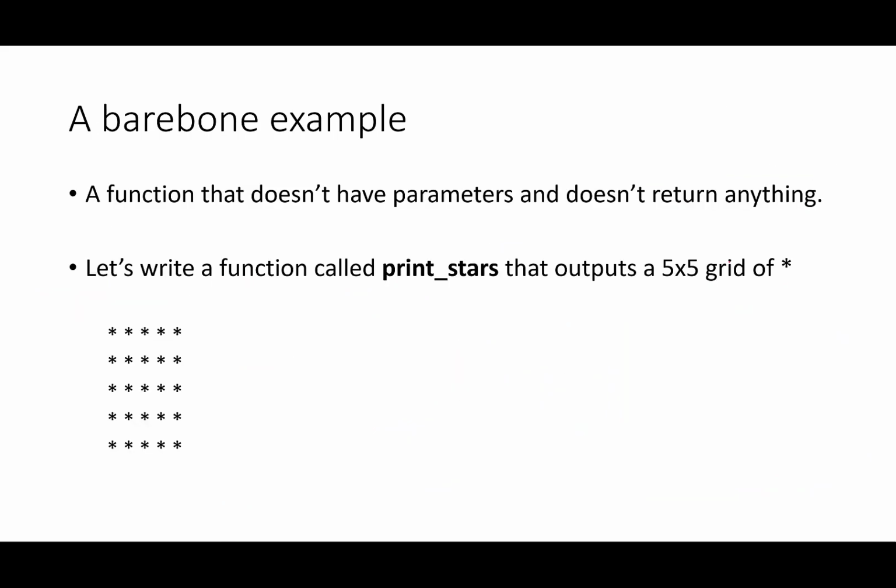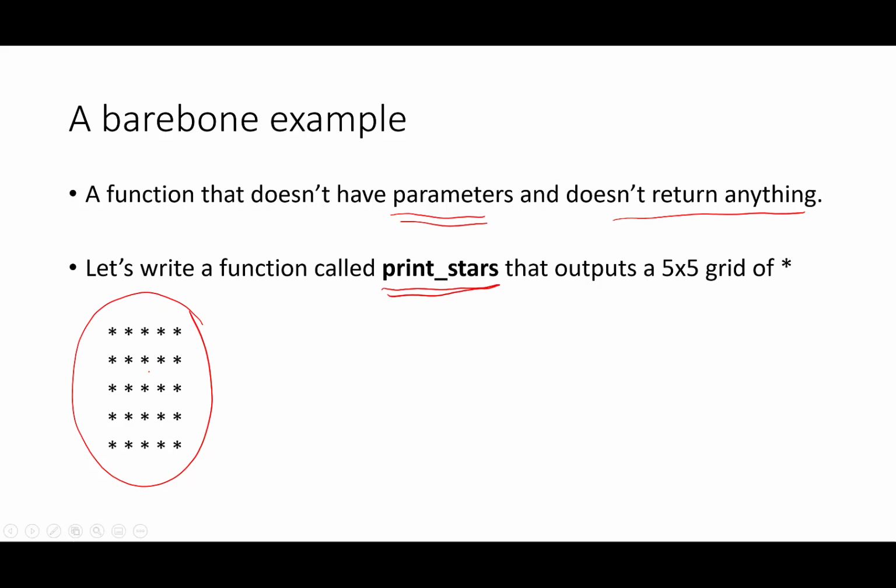Okay, so now we're ready to actually work with an example, a bare bones example. We're gonna implement a function that doesn't have any parameters, doesn't have any arguments, and doesn't return anything. It's a simple function, but it does something. It's not trivial. The first function we're gonna write is called print_stars, and what the function is gonna do is output a 5x5 grid of asterisks. So every time we call this function, it's gonna produce this pattern.